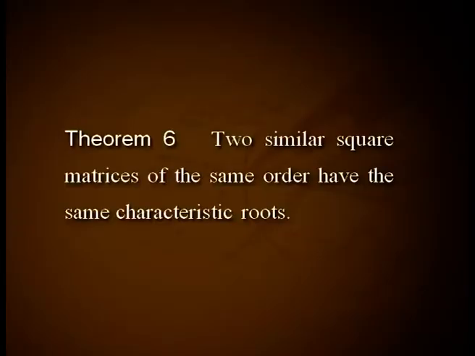Definition: a matrix A is said to be similar to the matrix B if there is an invertible matrix P such that B equals P inverse A P. In view of the definition, Theorem 5 can be restated as follows. Theorem 6: two similar square matrices of the same order have the same characteristic roots.